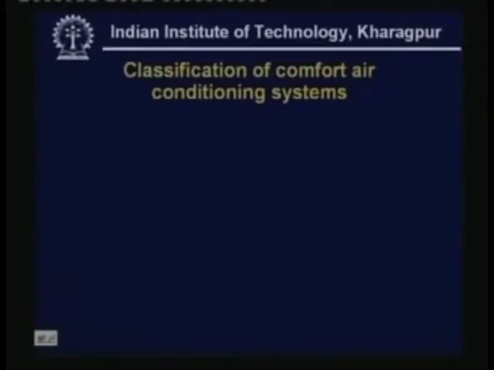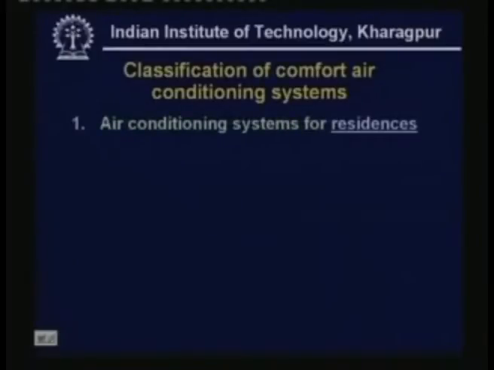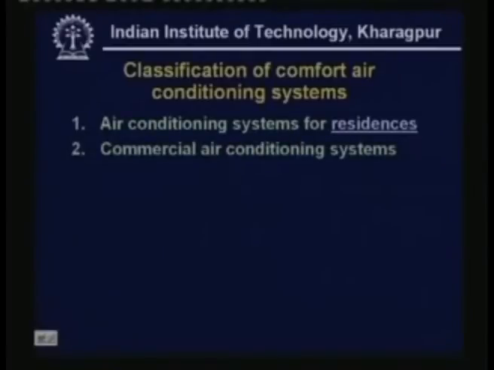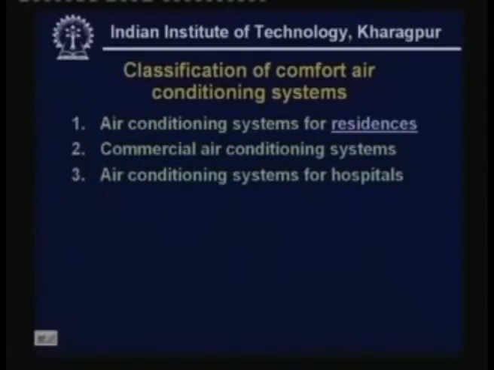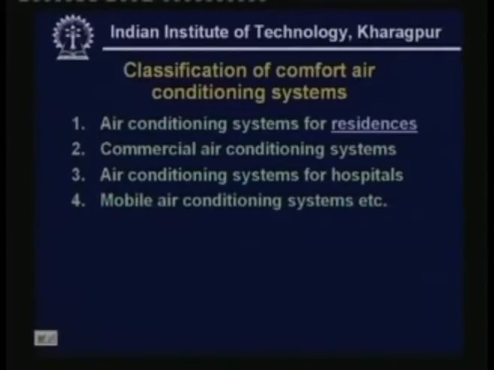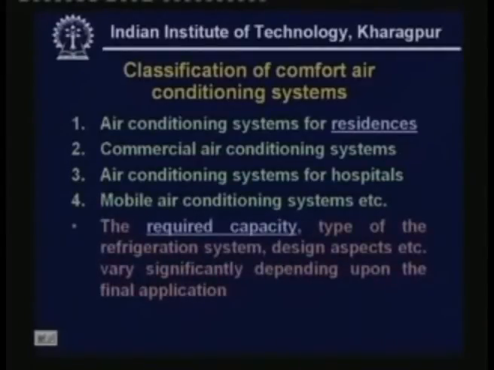Now, depending upon the end use, comfort air conditioning systems can be classified as residential air conditioning systems, commercial air conditioning systems, air conditioning systems for hospitals, and mobile air conditioning systems. The required capacity, the type of refrigeration system to be used, the design strategy, what kind of controls are required, all these things depend upon the final application. That means you don't have a unique solution for all these applications. Depending upon the end use, you have to suggest a suitable system.